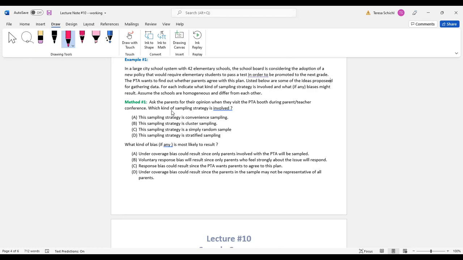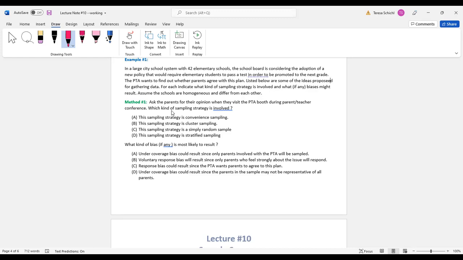Listed below are some of the ideas proposed for gathering data during the surveys. For each indicator, what kind of sampling strategy is used, and what could be the bias in the results? The first method: the PTA will ask the parents for their opinion when they visit the PTA booth during the parent-teacher conference. Which kind of sampling strategy is this?